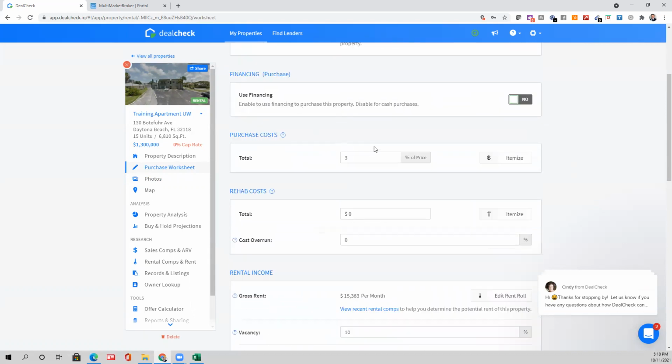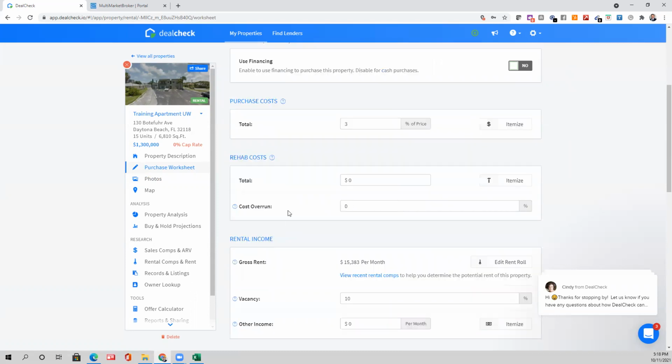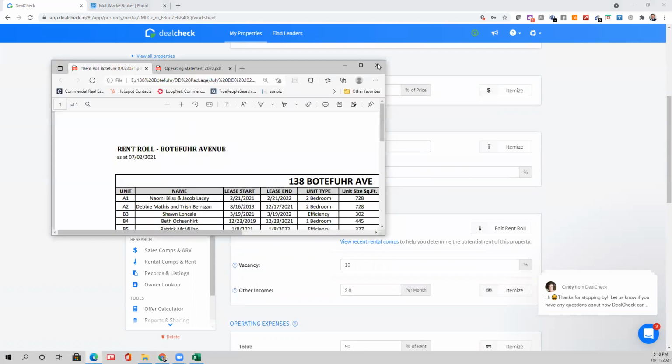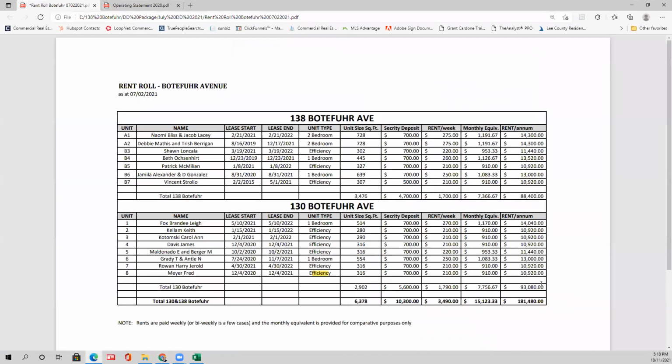So you might have purchase costs of about 3 to 5% of the purchase price in closing costs. Again, lenders will charge more. Here's the gross rent per month, and we can cross-reference with the rent roll.